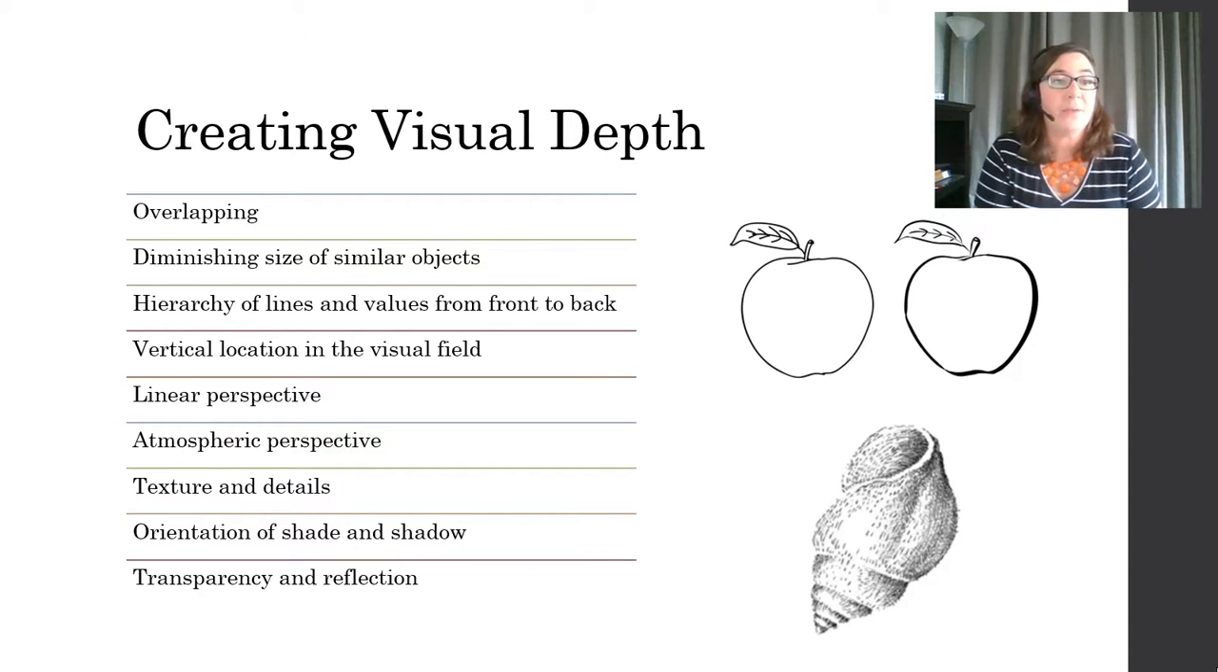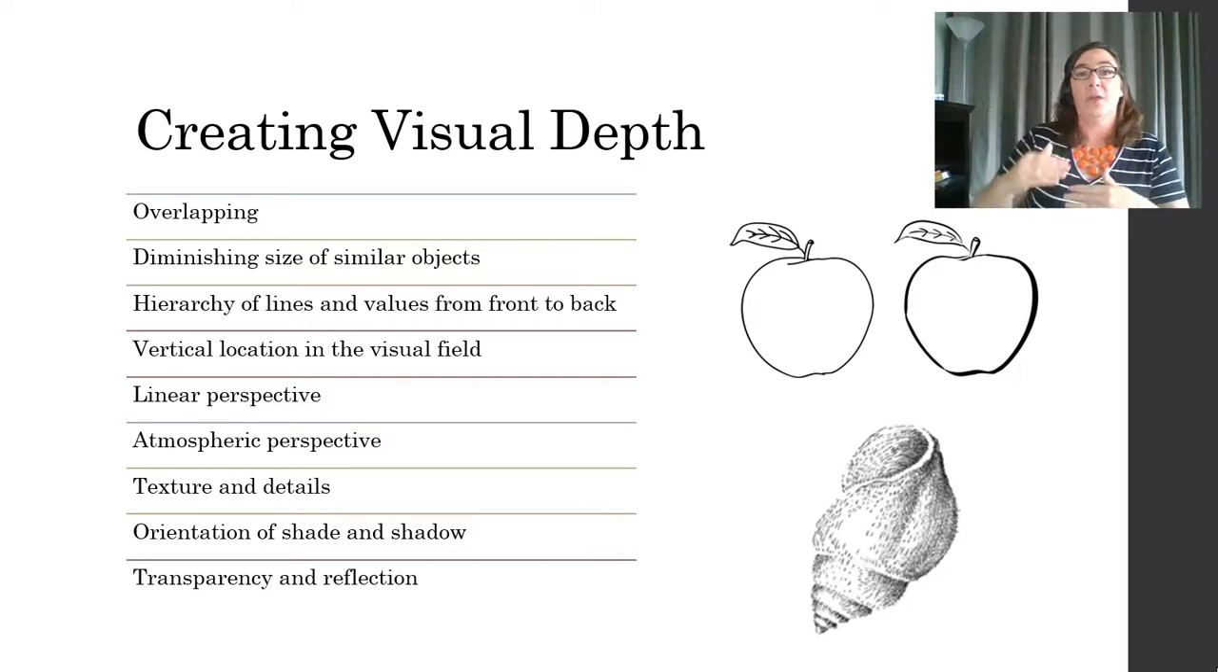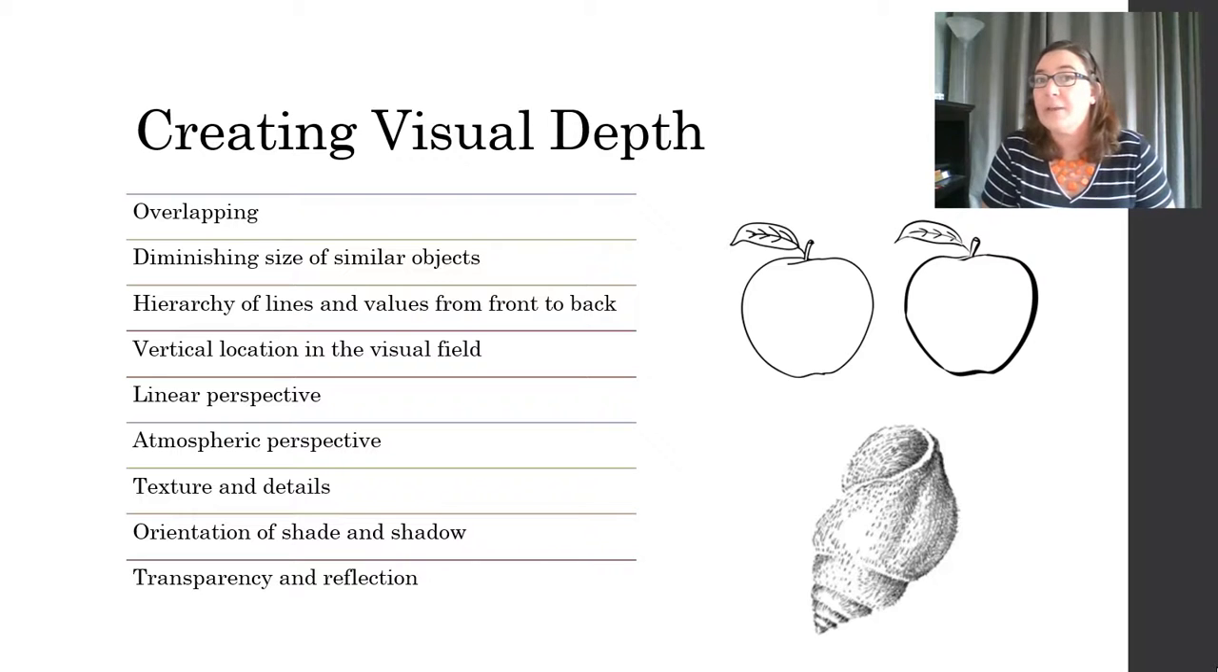The next two kind of go together, vertical location in the visual field or also linear perspective theory. These are ways to create visual depth. Atmospheric perspective is a little bit different. Do you remember what this one is? Pop quiz. Well, maybe you do or don't.